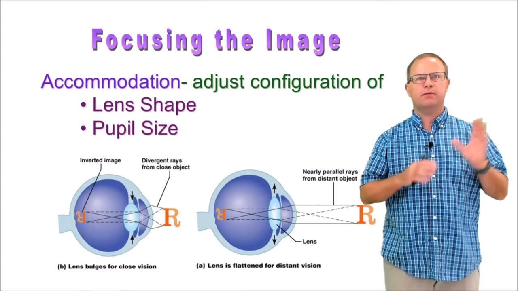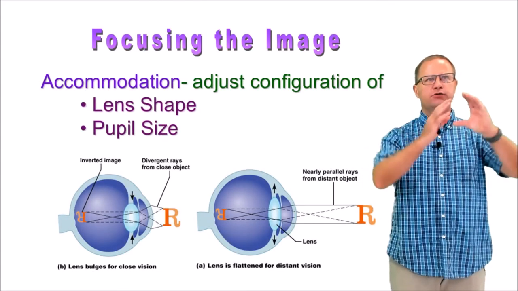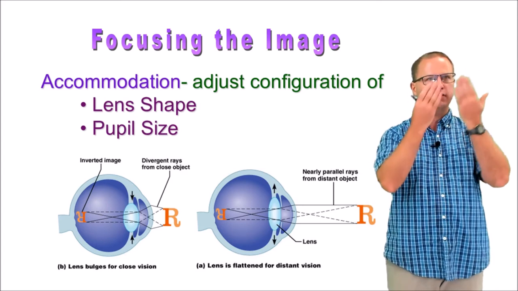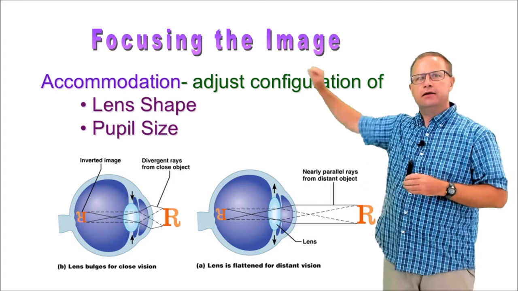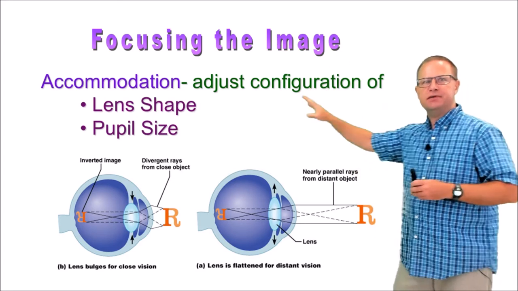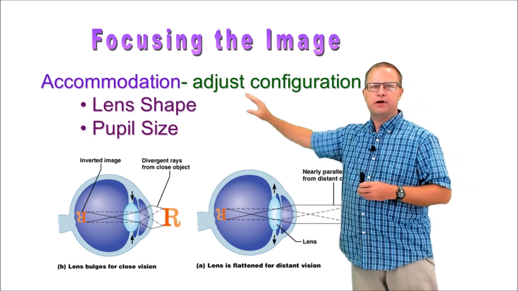All right, now we're going to talk about how the eyeball focuses on an image. Because just like a camera, we need to adjust our eyeball in order to be able to focus on images that are very close versus images that are further away. And that process is something called accommodation. Accommodation is the adjustment of the lens shape and also the pupil size. And mostly it's lens shape right here.